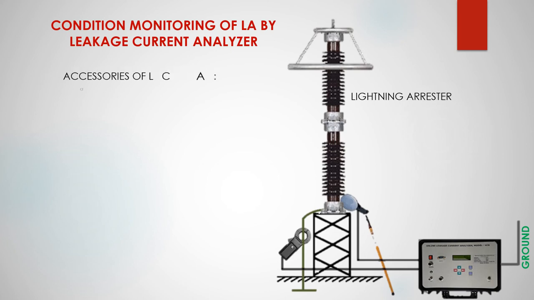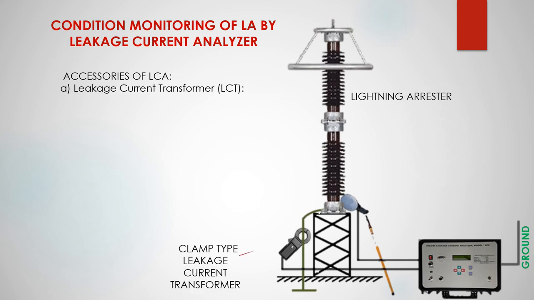Accessories of the LCA leakage current analyzer. Leakage current transformer, LCT. The leakage current transformer LCT is connected across the earthing strip of the lightning arrestor to measure the total leakage current flowing through the LA.